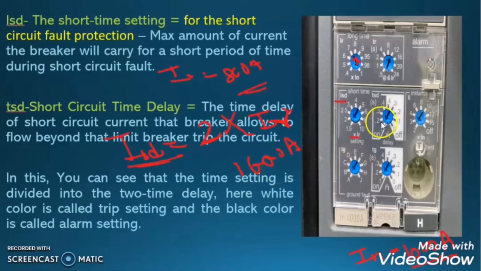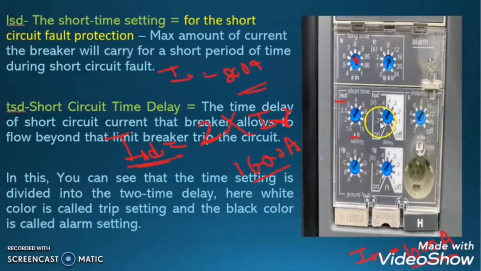If the dial is on 0.2 second, then it will hold the tripping of the circuit breaker till 0.2 second. But if there is a short circuit current more than 1600 ampere, then the circuit breaker will trip after 0.2 second. If the dial is on 0.3, then it will hold this short circuit current till 0.3 second and will not let the circuit breaker trip. But when this current crosses beyond 0.3 second, then it will trip the breaker.